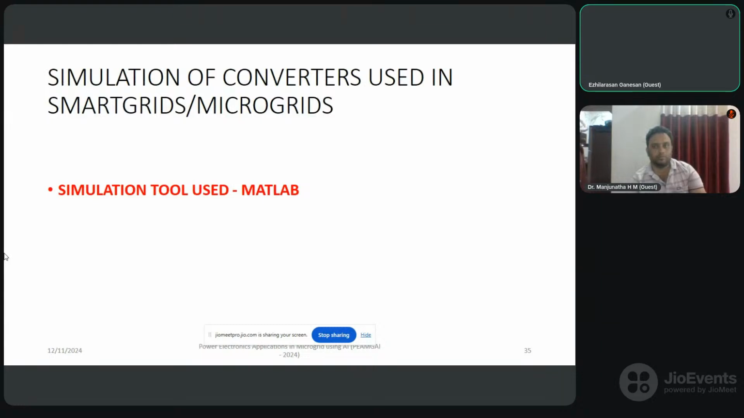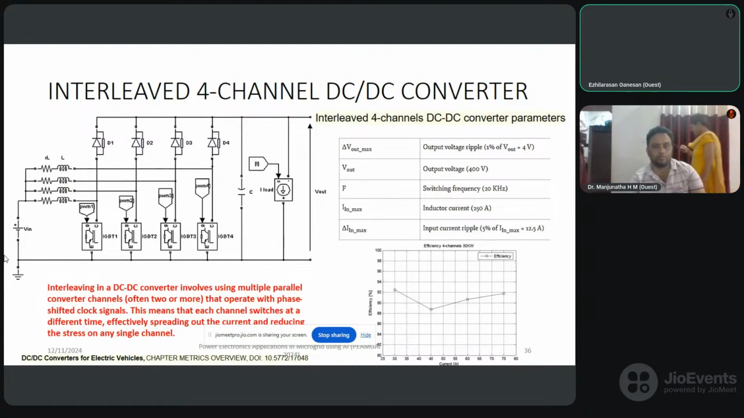So simulation of converters used in smart grids and microgrids. Simulation is done using MATLAB. Here you can see an interleaved 4-channel DC-DC converter. Interleaving means using multiple converters in parallel. You can see here I have used 4 converters: IGBT1, IGBT2, IGBT3, IGBT4, right? 4 legs we are using here.